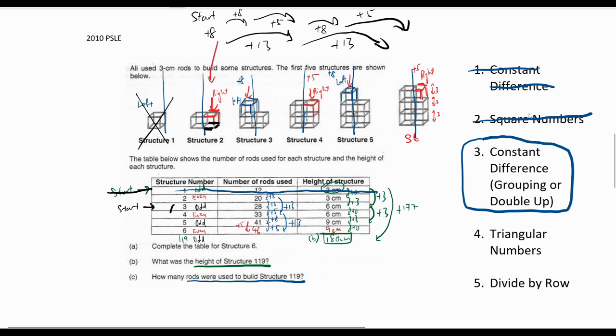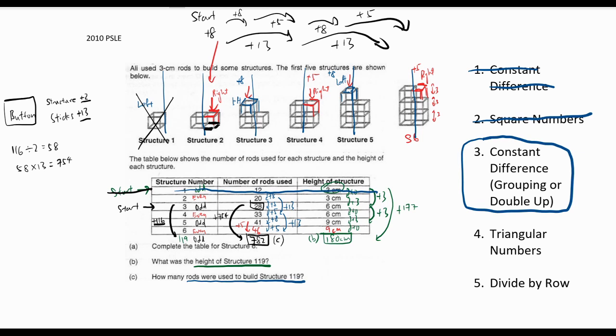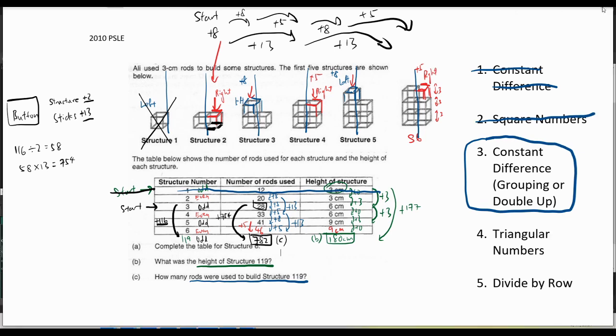To get to structure 119 from structure 3, we need to add 116 structures. Since we add 2 structures every time we press the button, we need to press the button 58 times. If we press the button once, we add 13 sticks. So if we press the button 58 times, we add 754 sticks to our starting point of 28, which gives us 782 sticks as our answer.